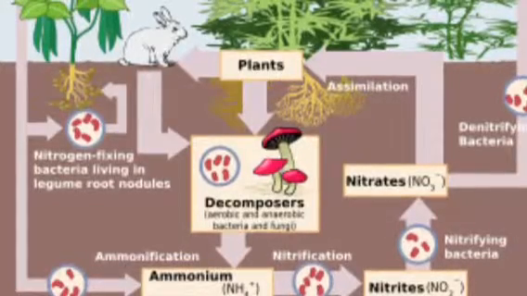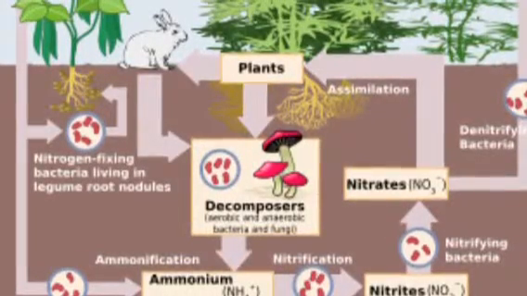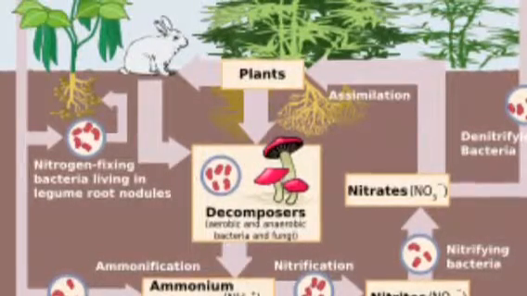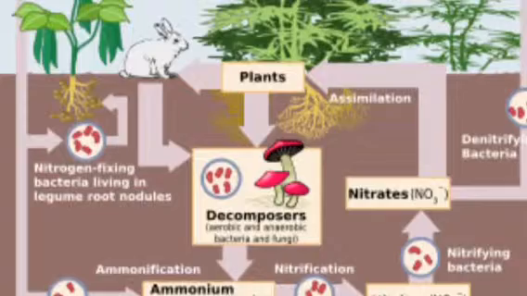First, we're going to talk about the nitrogen cycle. Nitrogen is converted into nitrite by bacteria, which is then converted into nitrate by nitrobacteria, and this is when a plant is able to use it.